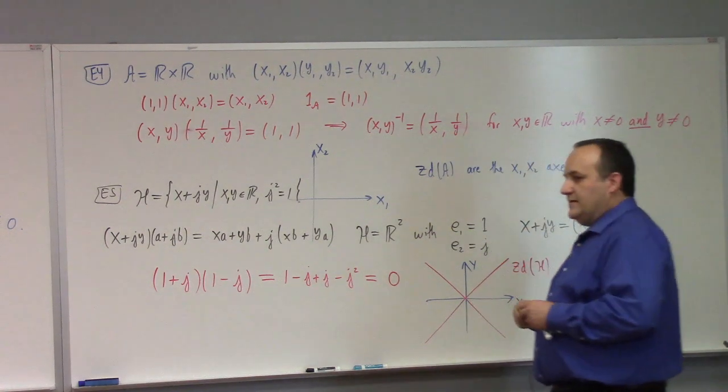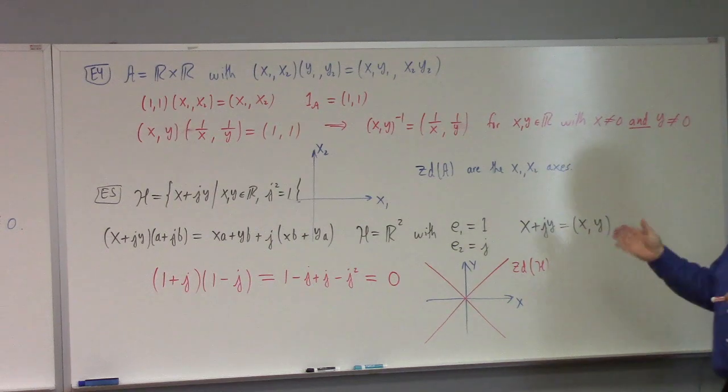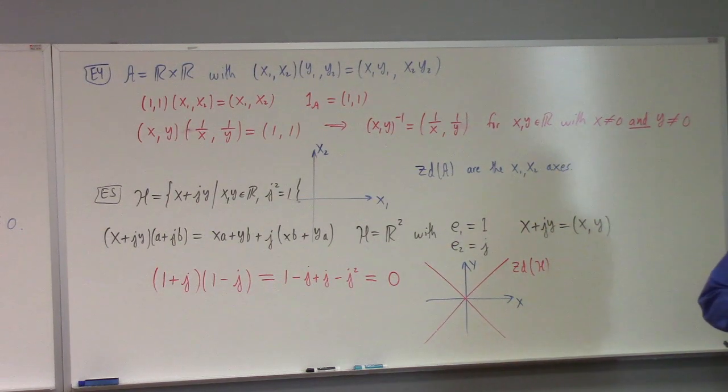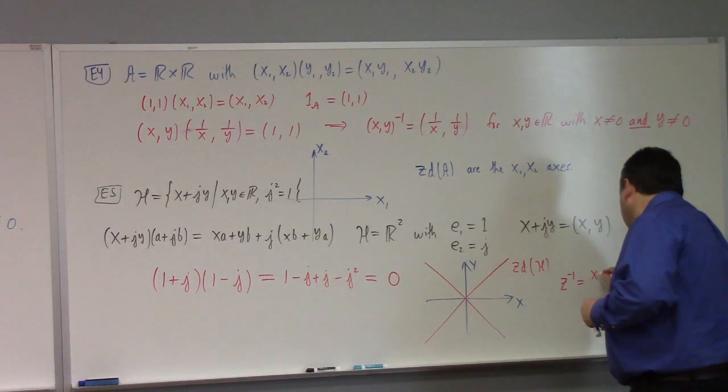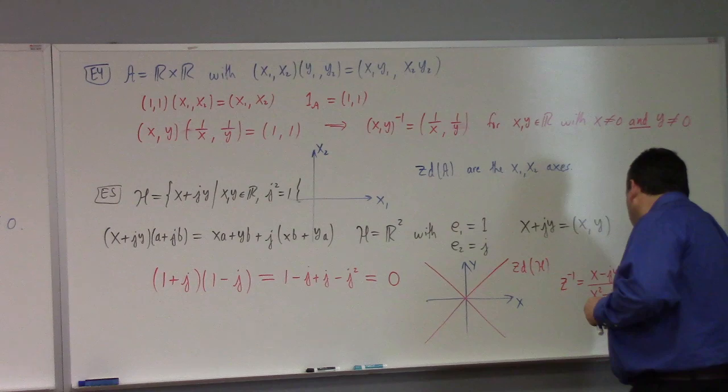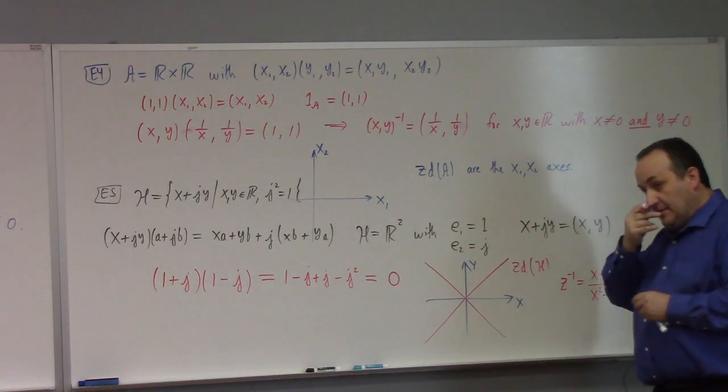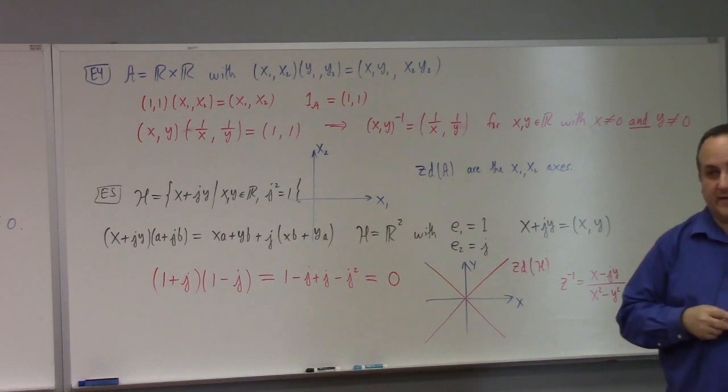Now, I haven't proved that yet. Everything that doesn't fall on those two lines actually has a multiplicative inverse. And guess what? It's given by striking similarity to the complex number system. So like z inverse, you can actually do (x minus jy) over (x squared minus y squared), as it turns out. That's the formula for the multiplicative inverse.